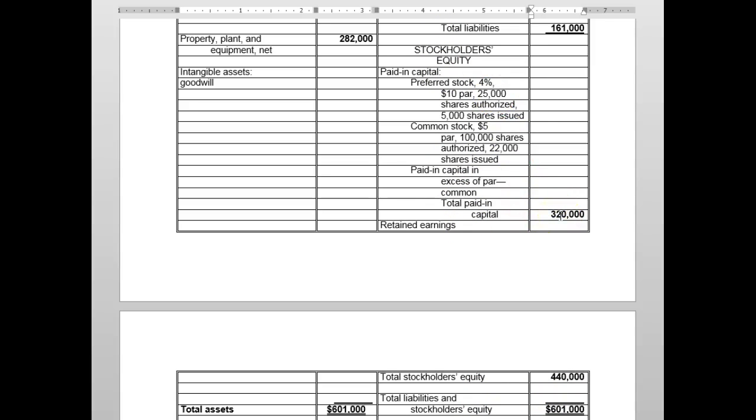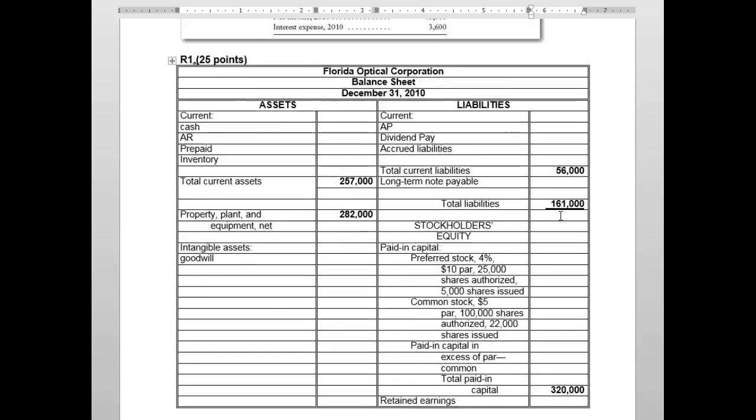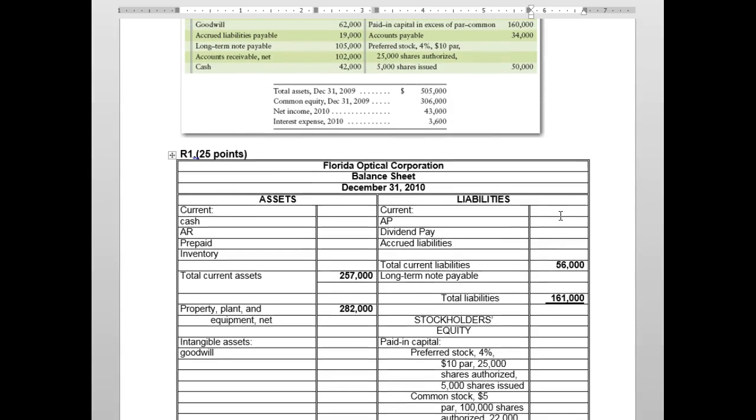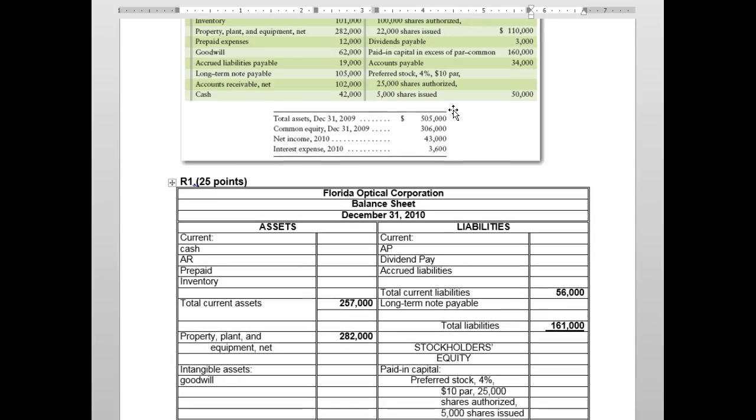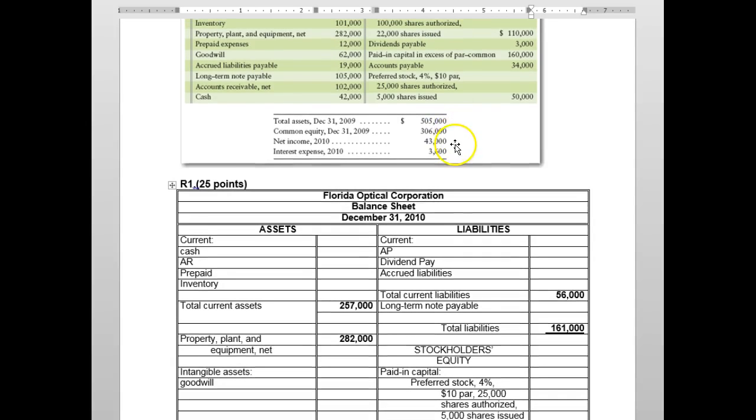So that's going to be $320,000. They give us some numbers here from the prior year. And as we look at that, we see that last year their equity was $306,000. So keep that number in mind.